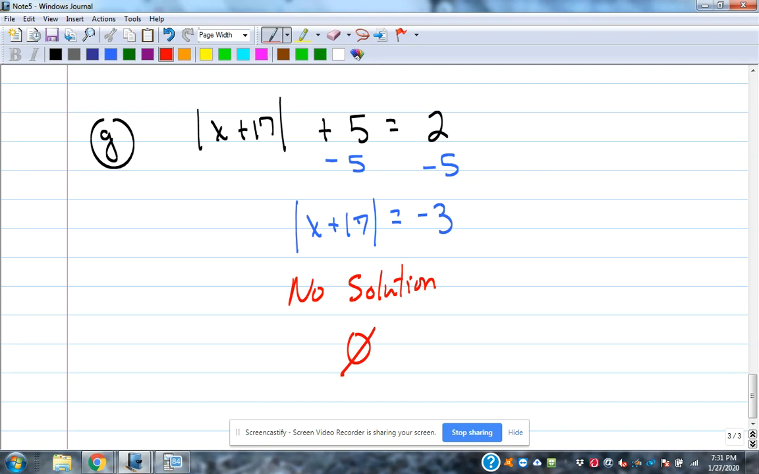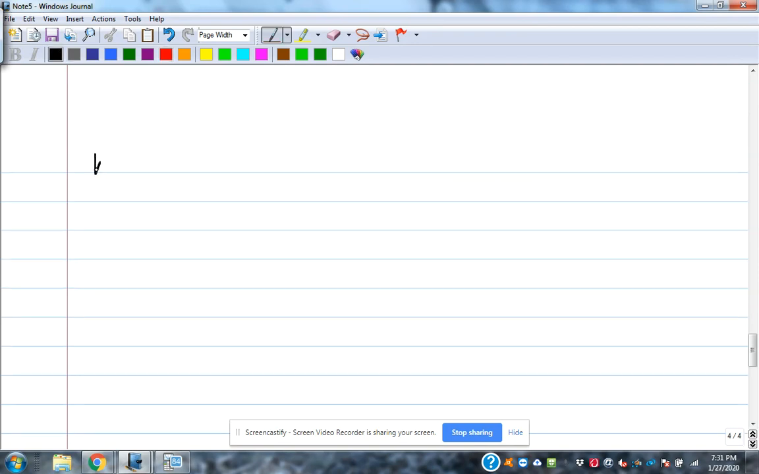No solution, or a little circle with a slash through it. The empty set's what that means. They just mean the same things. Okay, so no solution or the little circle with a slash through it mean the same thing. So be careful of those. They come up from time to time, and sometimes they're kind of sneaky, and they'll throw a problem like this in there.